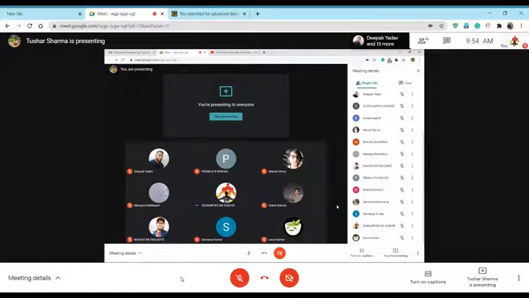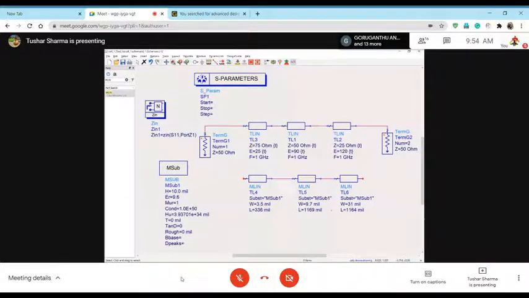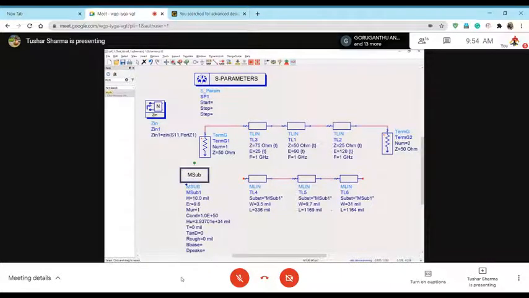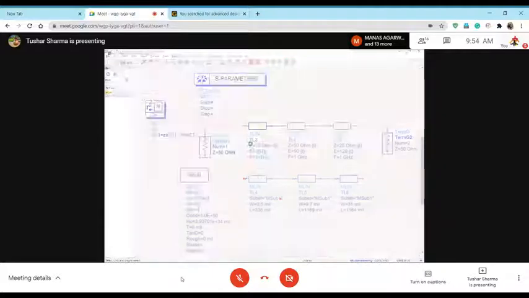So, okay. Now what happens is, I have this substrate. I know that these are my length and width variation of the line. What I will do is try to create a layout just to show you how it looks.